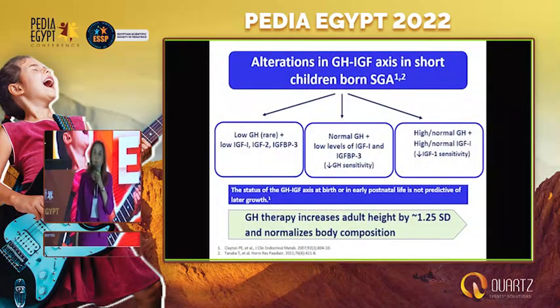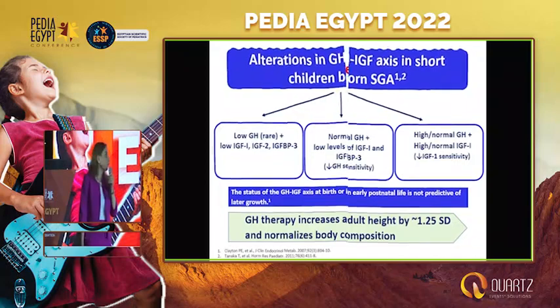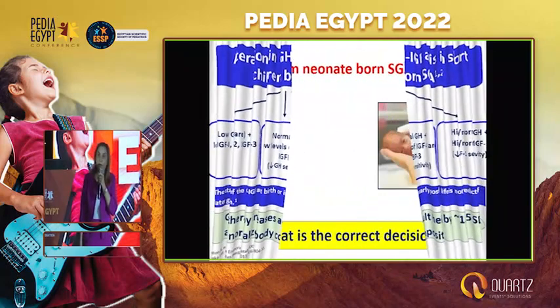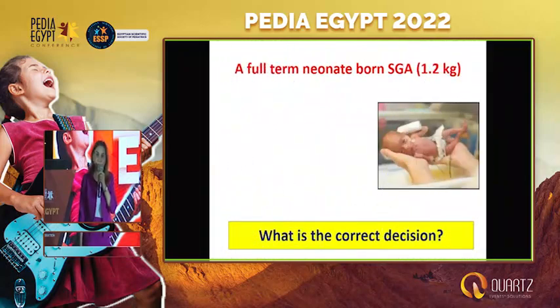So what about the alterations in the growth hormone IGF axis in short SGA children? As I previously mentioned, low growth hormone is extremely rare, and that's why we do not screen for growth hormone deficiency except in selected cases. The most common is growth hormone resistance, high normal growth hormone and high normal IGF-1. And growth hormone therapy increases the final adult height by more than 1.25 standard deviation, and it normalizes the body composition as well.